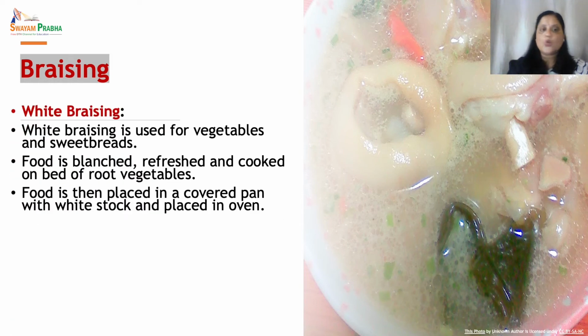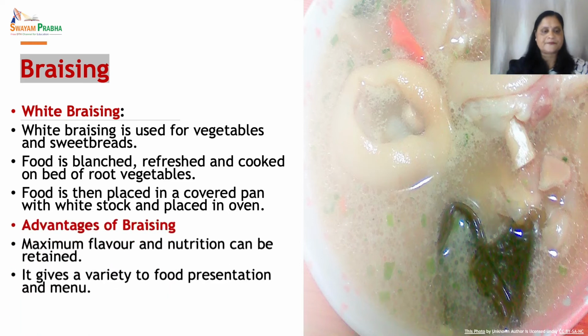Let us learn white braising. White braising is used for vegetables and sweet breads. Food is blanched, refreshed and cooked on the bed of root vegetables. Food is then placed in a covered pan with a white stock and placed in oven.